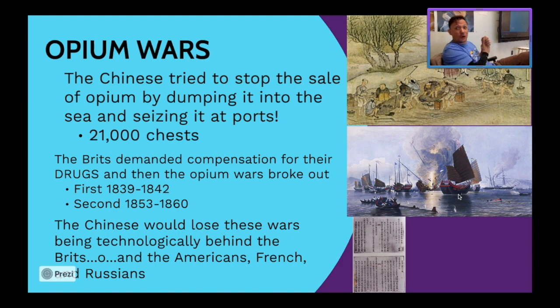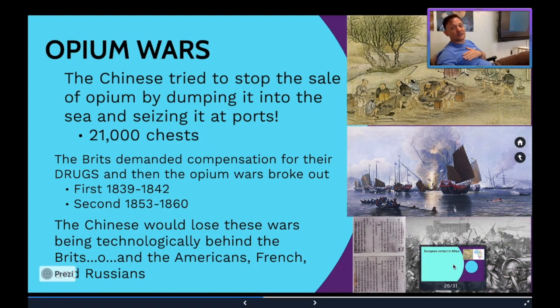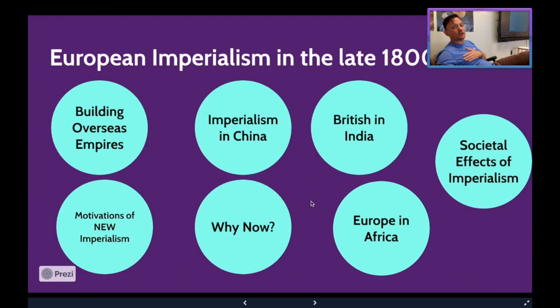Oh, and by the way, we were involved as well. By the second Opium War, the Americans get involved, the French, and the Russians, right? They get involved because they see an opportunity, right? Because what began after the Opium Wars was a period of time known as the Century of Humiliation, right?